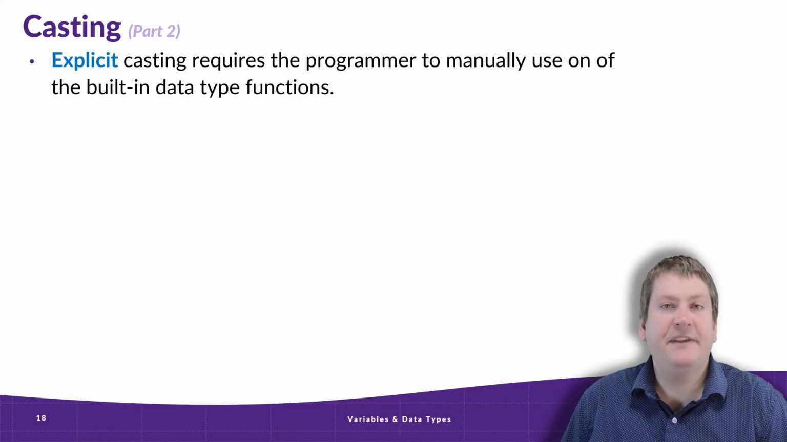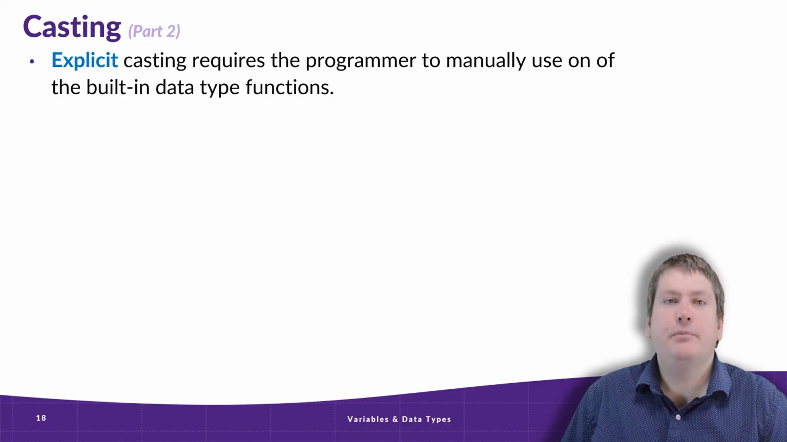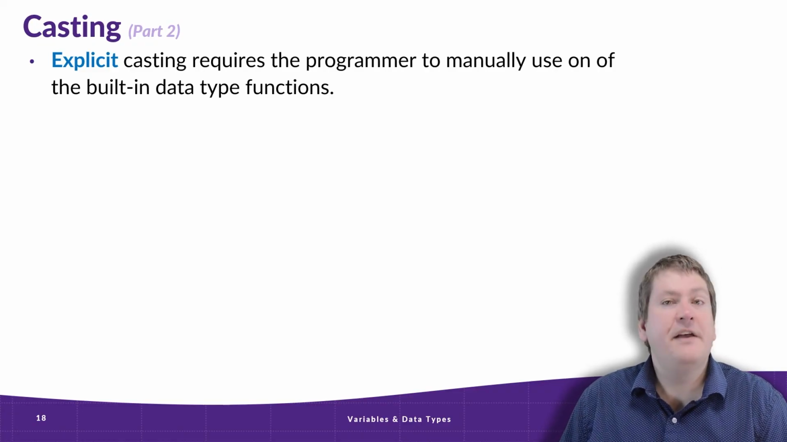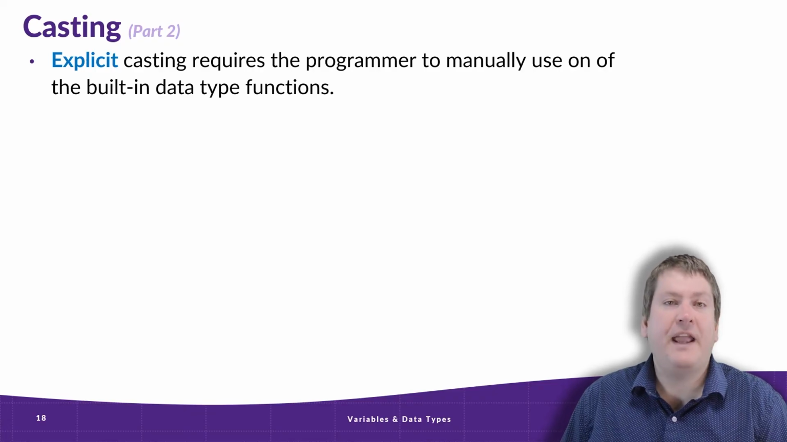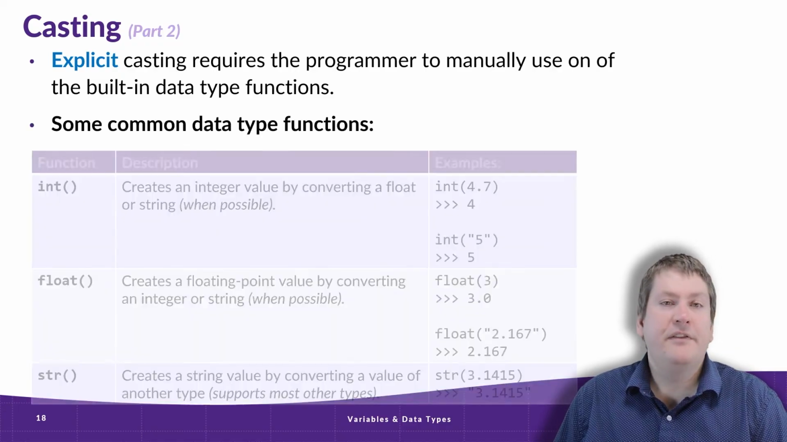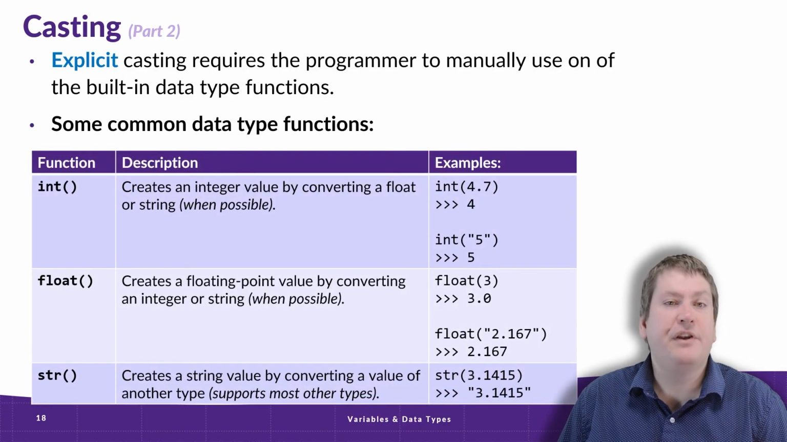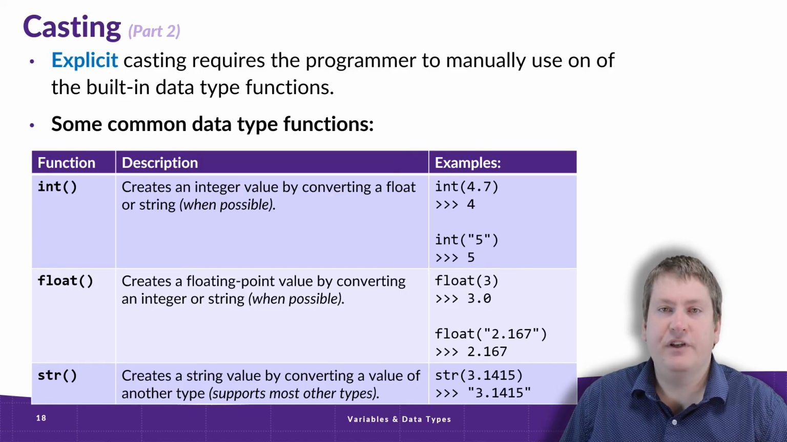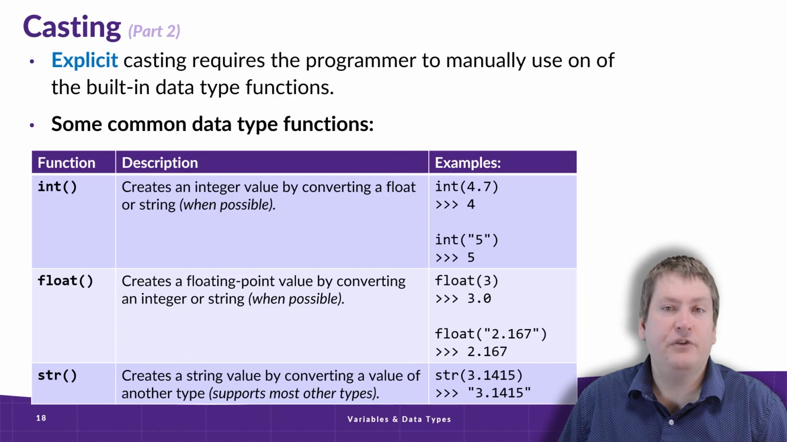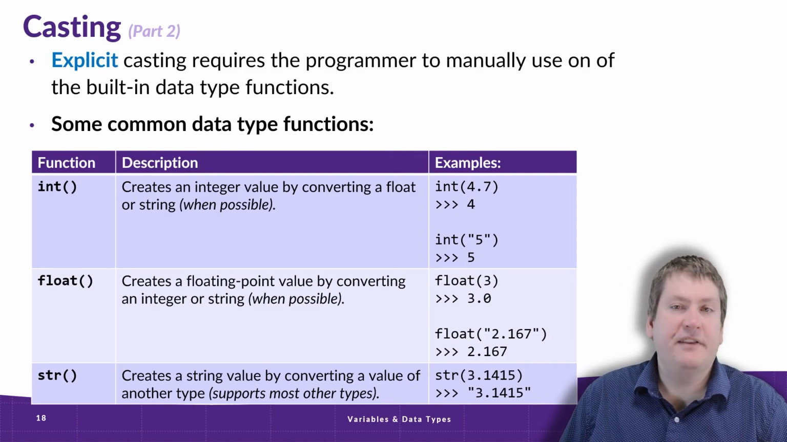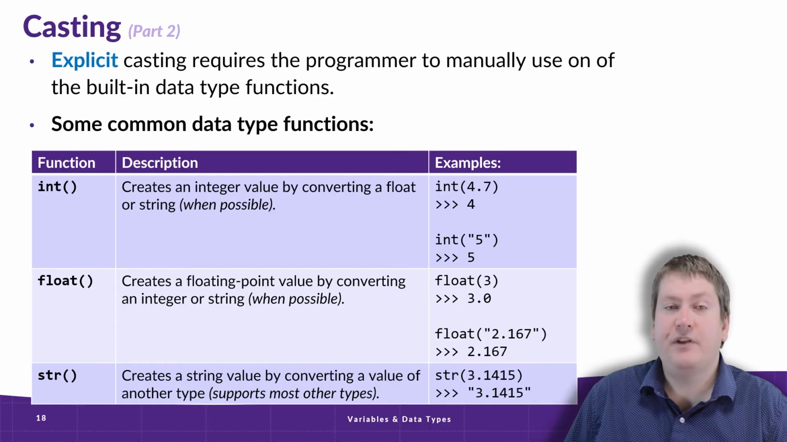The other type of casting is explicit, in which the programmer specifically requests that the conversion be performed. This is important in cases where casting cannot be performed automatically, such as converting a number into a string. This manual conversion is performed using one of the data type functions. Here we have a list of 3 of the most used data type functions. There are also similar functions for other types, such as list, set, boolean, and so on.